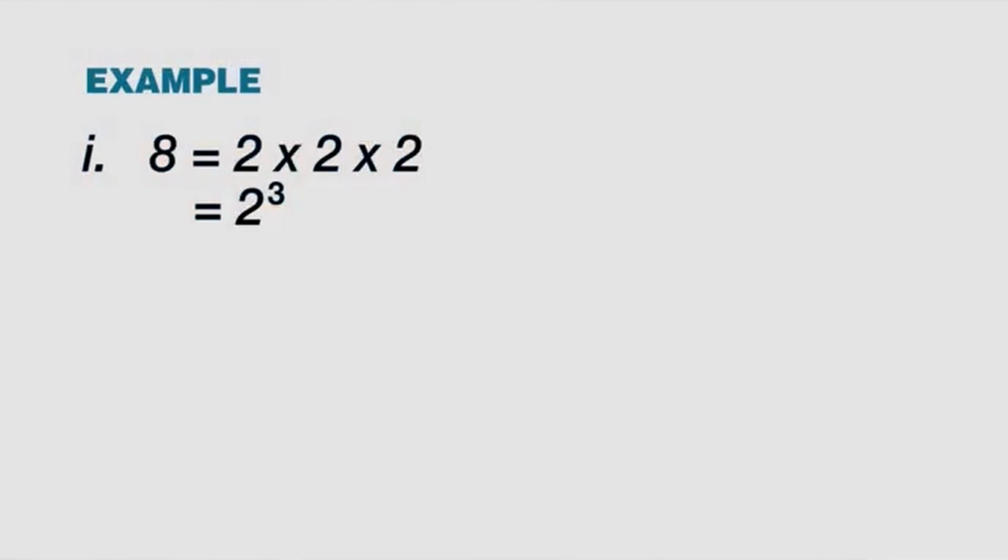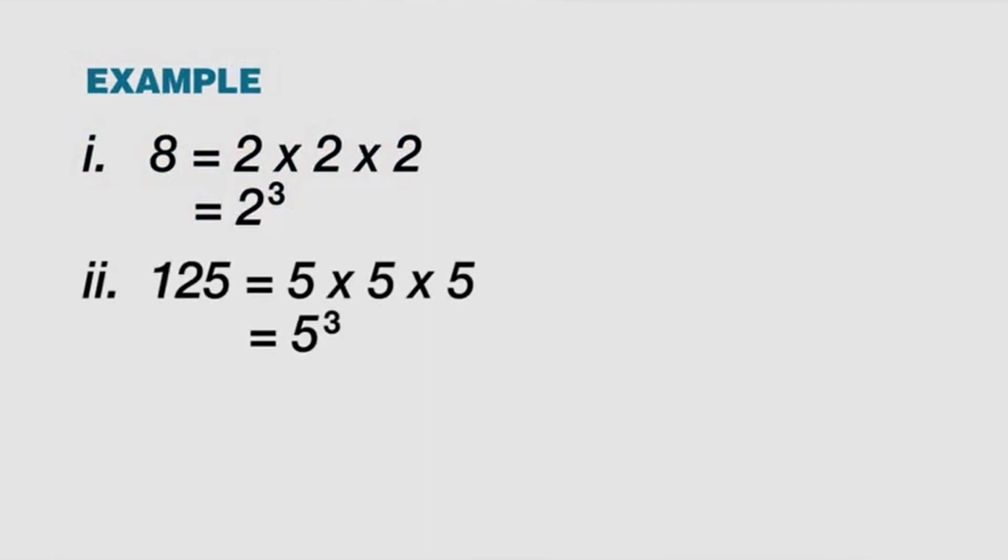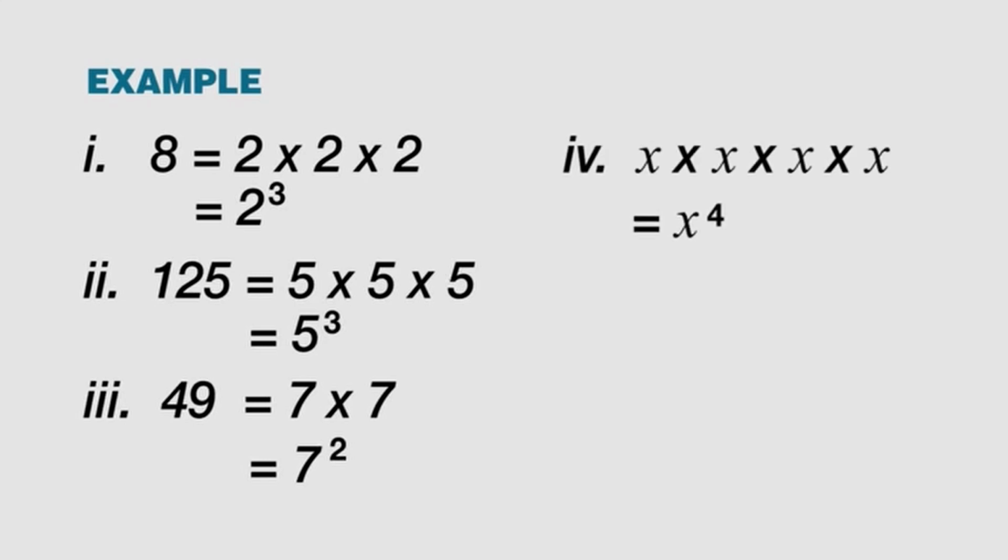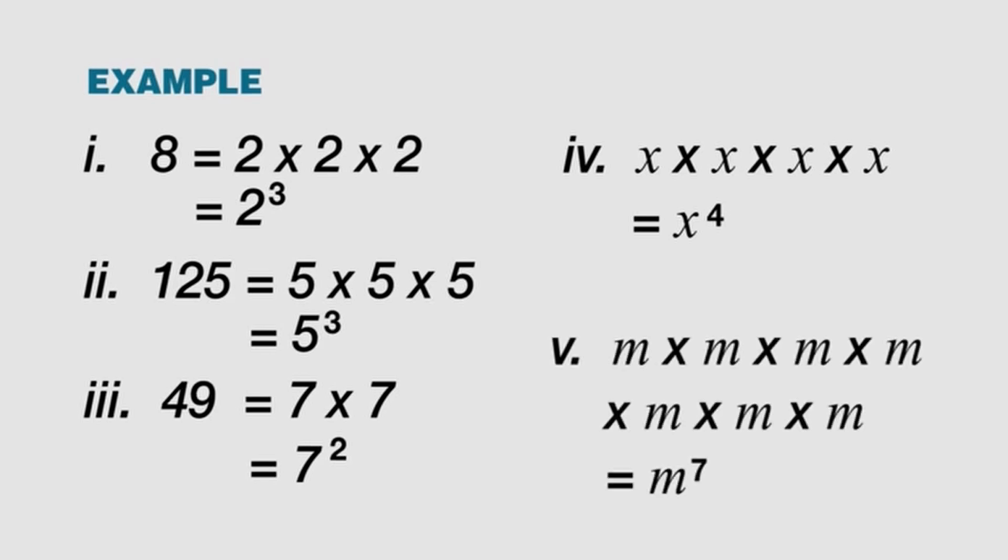Now, you have learned in your junior high schools and in year 1 that numbers can be written as repeated factors. For example, 8 is equal to 2 times 2 times 2, which can be written as 2 to the power 3 or 2 to exponent 3. Again, 125 can be written as 5 times 5 times 5, or 5 to exponent 3. Also, 49 can be written as 7 times 7, or 7 to exponent 2. We also have x times x times x times x equal to x to the power 4, or m times m times m times m times m times m times m equal to m to the power 7.